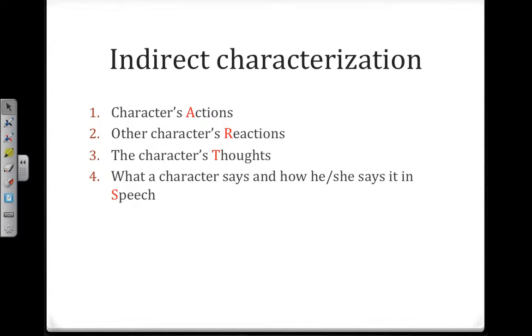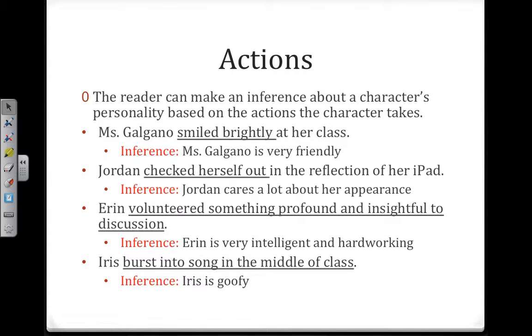Now, here are the methods of indirect characterization. The author can indirectly characterize their characters by telling you about the character's actions, how other characters react to your character, the character's thoughts, and what a character says and how she says it in their speech. So in terms of their actions, you can figure out a lot about someone's personality based on how they act. So for instance, Miss Galgano smiled brightly at her class. Because I smiled brightly, you might infer that I am very friendly.